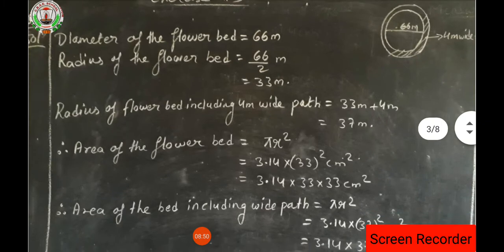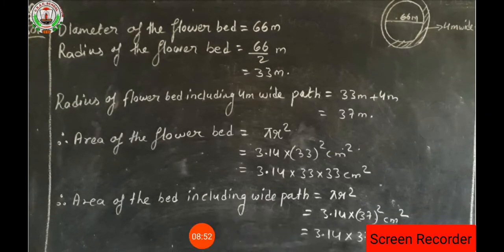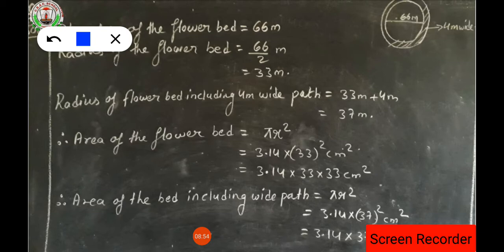Now look how to find the radius of the outer circle. It is very simple. Since this one is the outer circle, from here up to here it is 4 meter wide, isn't it? The outer surrounding garden path is 4 meter wide. That 4 meter width will be added to the radius. If this is the center, from here to here it is how much? The radius is 33.